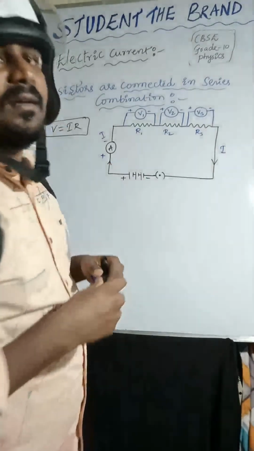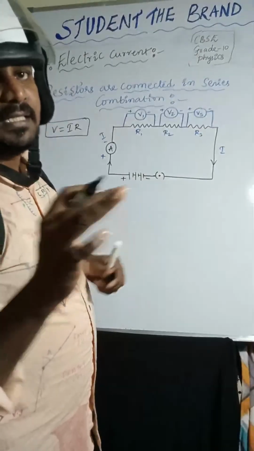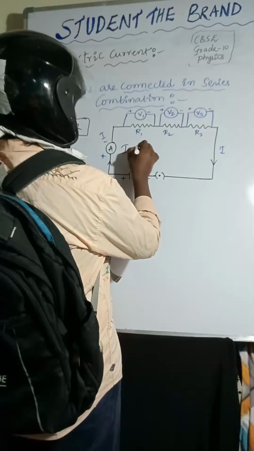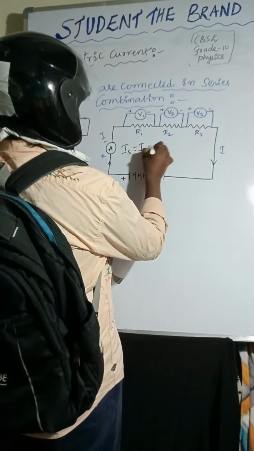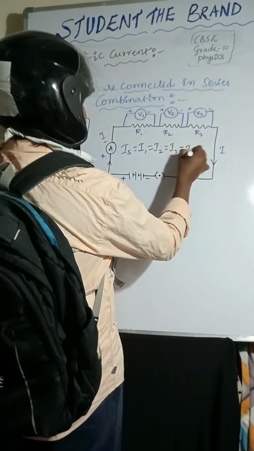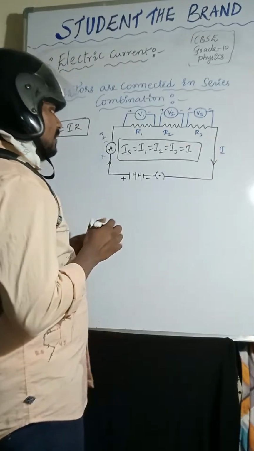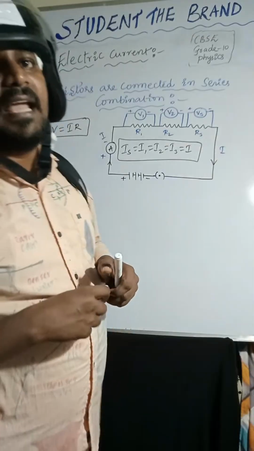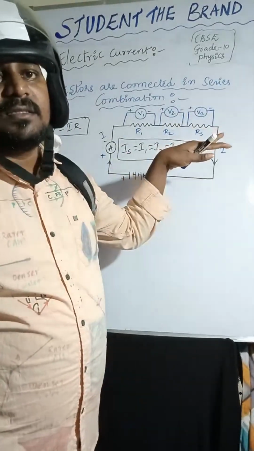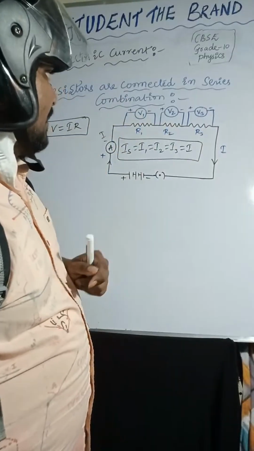So I'm taking the resistors connected in series combination. That's why Is equal to I1 equal to I2 equal to I3 equal to I. So current is the same throughout all the resistors. Through R1, R2, R3, current is the same.